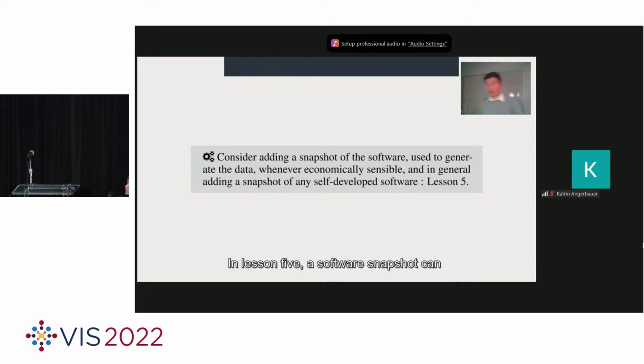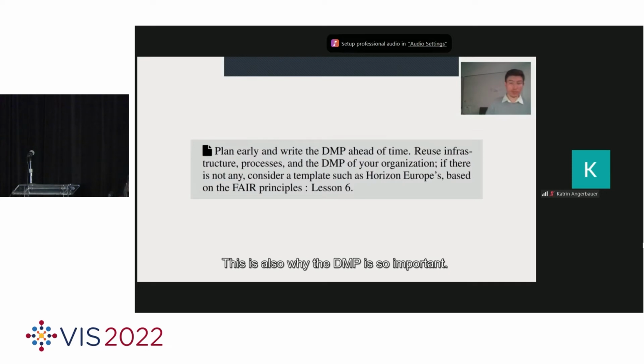Then in lesson 5, a software snapshot can be provided in order to minimize dependencies. A snapshot is a ready-to-run version of that software. Of course, dependencies cannot always be minimized, and therefore we aim to avoid conflict of guarantees, because external platforms rarely provide any long-term guarantees. And this would then be a conflict, for instance, with the promises given to a funding agency. And this is why the DMP is so important.